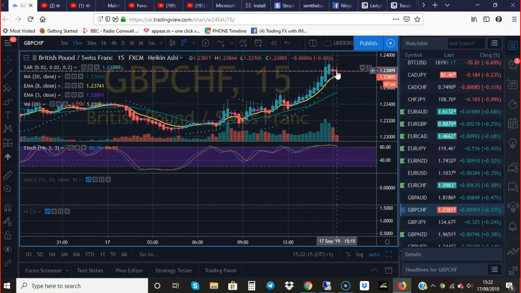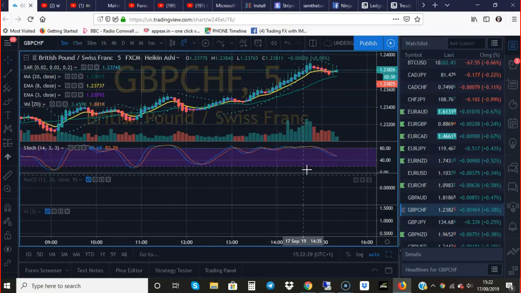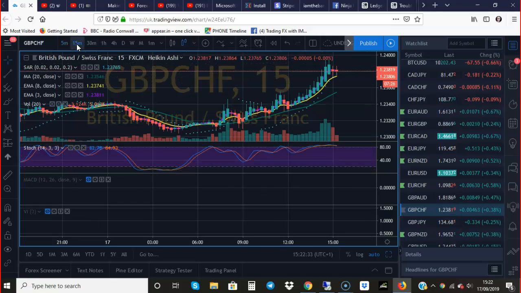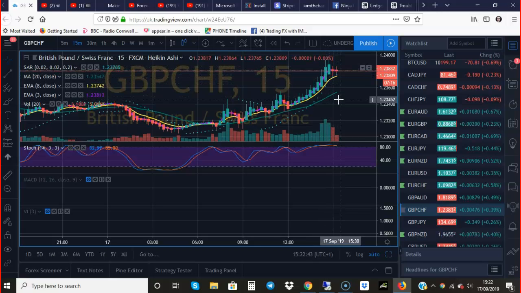So basically, when it's called a parabolic star, PSAR goes above the price on the 15-minute, and it's heading down on the 5-minute, we know to get in just for 10 pips, and that is the basis of the Be Your Own Bank strategy, and that's how it works.